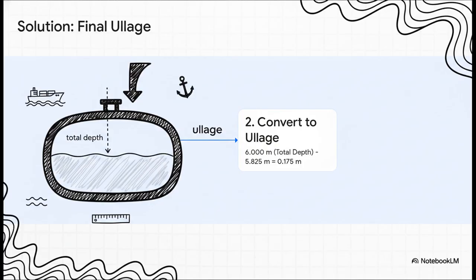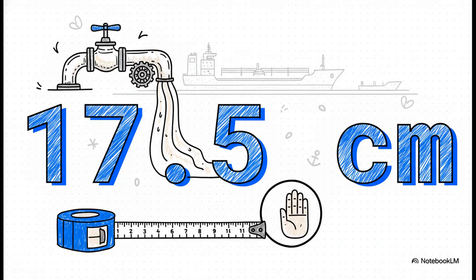Well, first we figure out how high that safe volume of oil will be in the tank. We just take our oil volume, that 932.04 number, and divide it by the tank's footprint, its length times its width. That tells us the oil will be 5.825 meters deep. Almost there. Now we just subtract that liquid depth from the total tank depth of 6 meters, and that gives us the empty space at the top, our final ullage. And that is the magic number, 0.175 meters, or 17.5 centimeters.